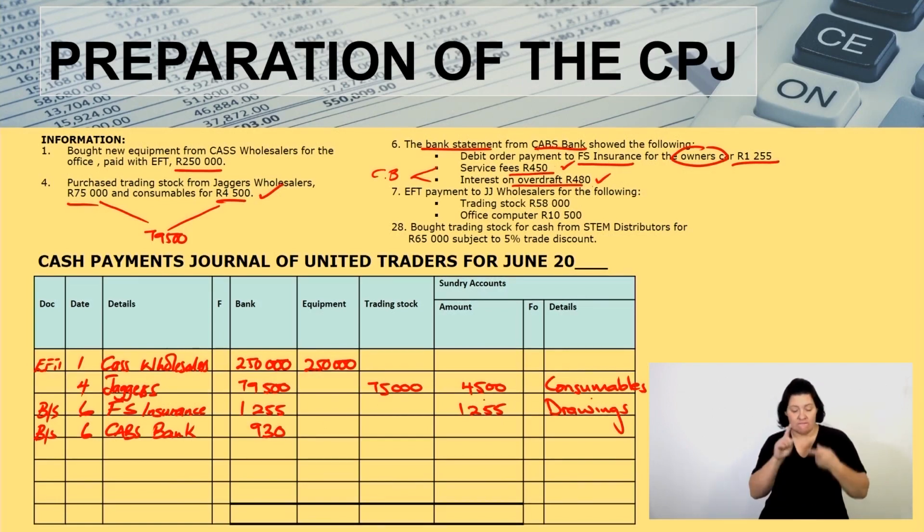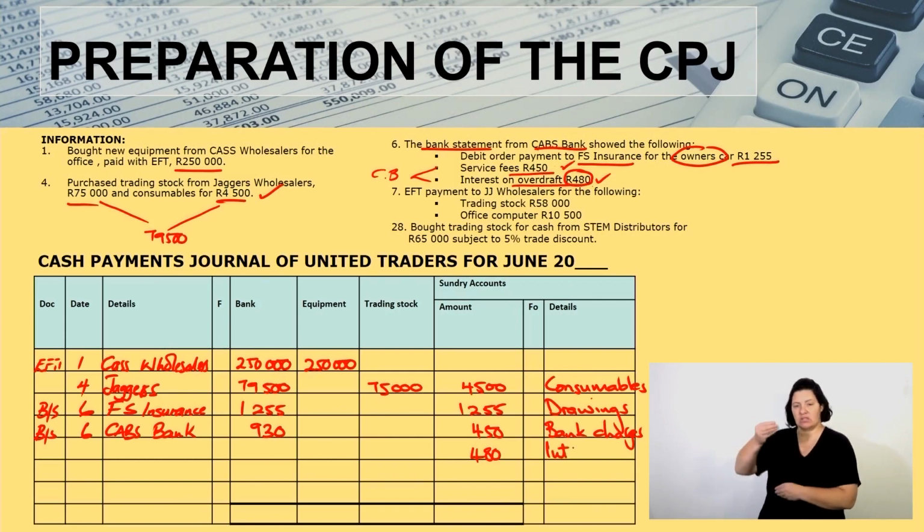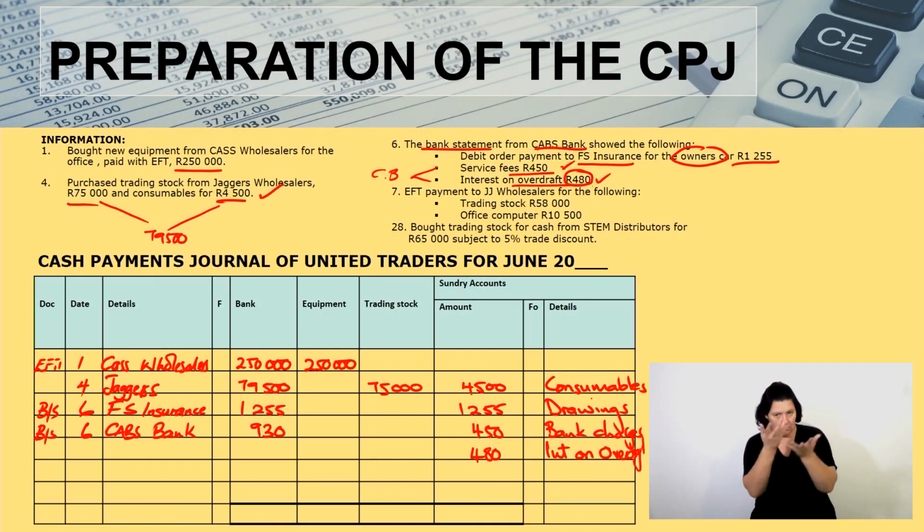But when I come to my sundry accounts, I need to show them separately. All right? So the first one is my $450. I'll come here and say $450. This becomes what we call bank charges. And the remainder now, which is the $480, remember, it is interest on overdraft. So I'm going to show it again separately, and it will be $480. What is that? Interest on overdraft. Like that. So that means this column here will be left blank.